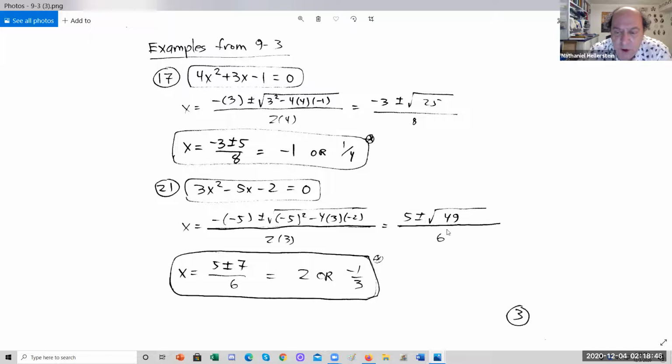5 plus or minus root 49 over 6. Now root 49 turns out to be an integer because 49 is a square. And that's 7. So 5 plus or minus 7 all over 6. If you add them, you get 2. If you subtract them, you get negative 1/3. So 2 or negative 1/3 are the solutions.